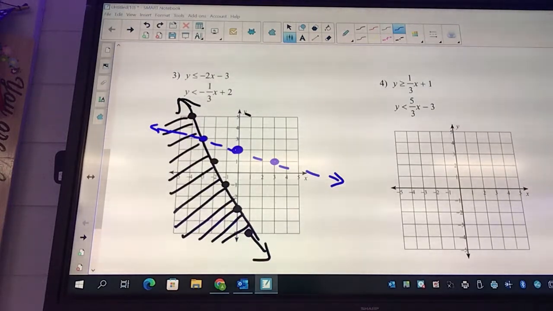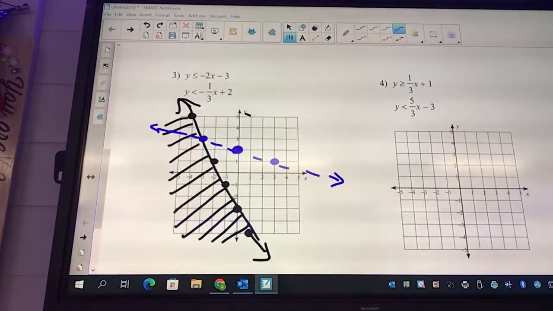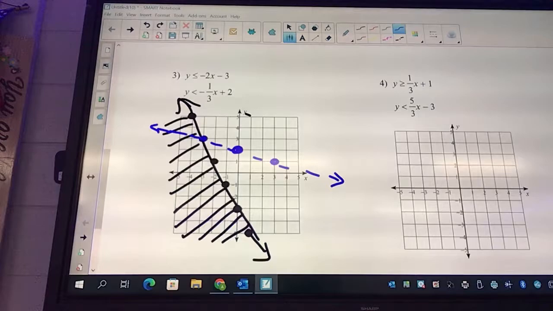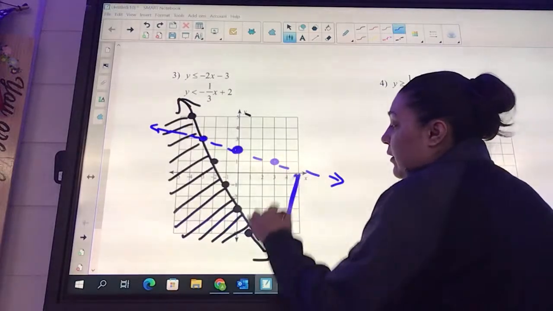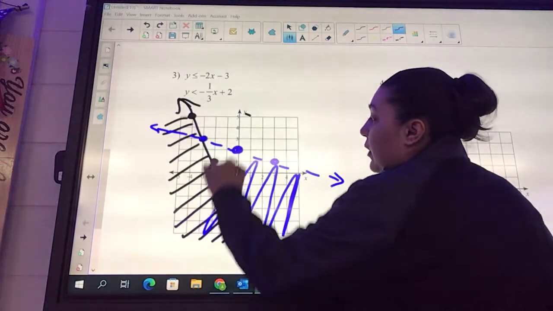Okay, and then that one says y is what? Less than. So am I going to shade the positive 5 side or negative 5 side? Negative 5 side. So that's going to be all of this. Everything below the blue line.